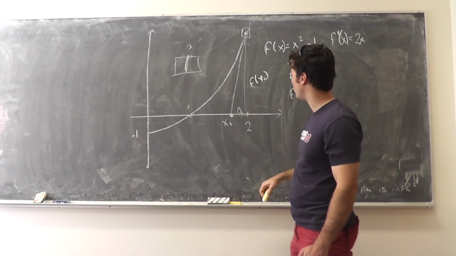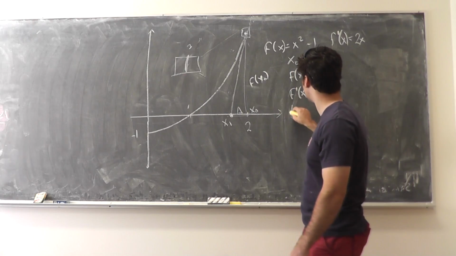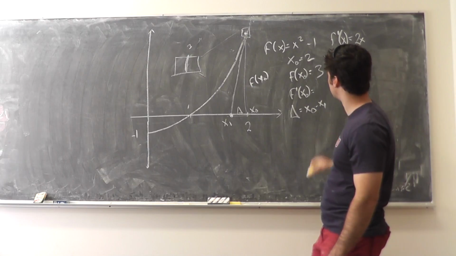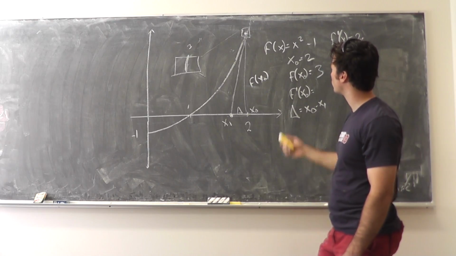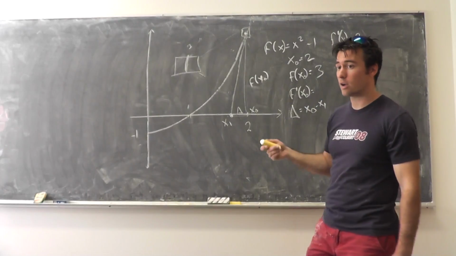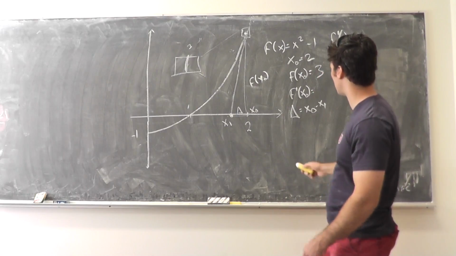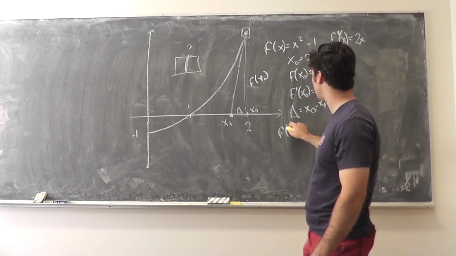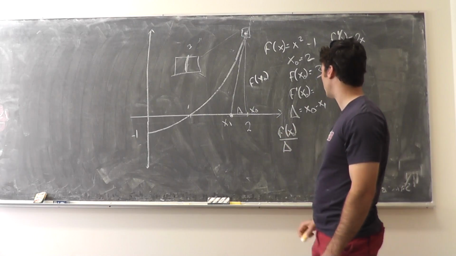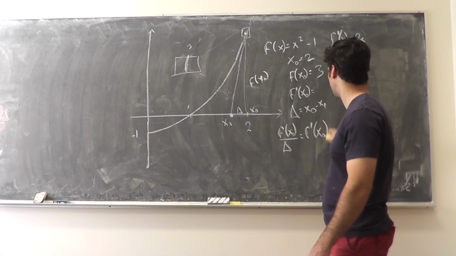Delta is the difference between x1 and x0. So delta is x0 minus x1. That's the run, and the rise is f of x. The rise over the run must be equal to the derivative. So we can write that out as an equation. We can say the rise, f of x, over the run, delta, is equal to f prime of x0.